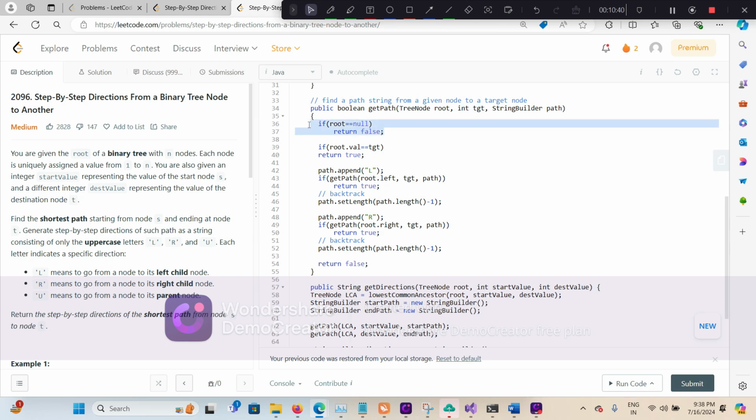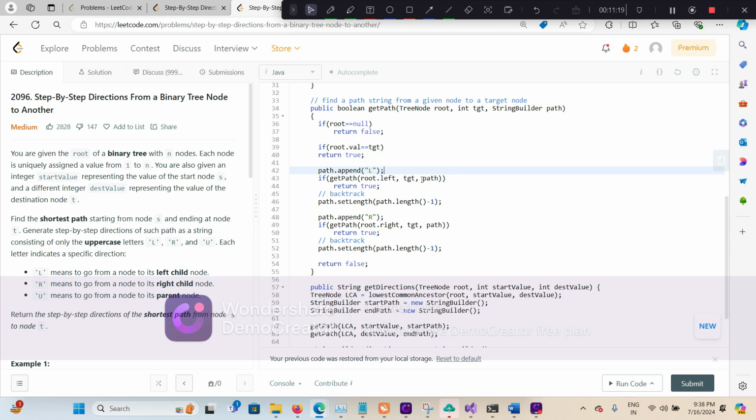See here, if root itself is null, then we return false. This is a boolean type, so we are doing two works. Boolean is the return type, but we are also modifying the path variable. If root.val equals tgt, that means we should return true. Otherwise, path.append('L') means we are first checking the left side. We can check the right side first too, not a problem, but here we take the left side first. If we take any step towards the left side, we have to add 'L' in the path, because L indicates the left side.